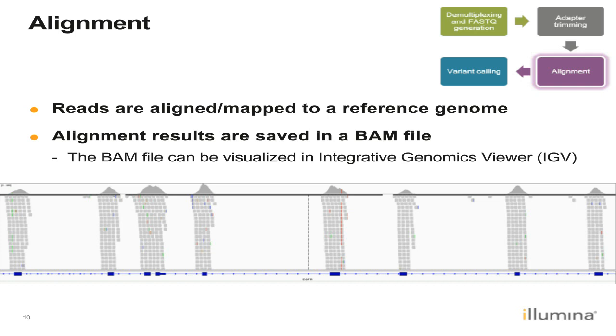And I'll say here, and we'll talk about it again, the reason that we adapter trim is because alignment is trying to match your sequences to the reference genome, and in order to do so effectively, we need to ensure we've removed all synthetic sequences introduced during library preparation.